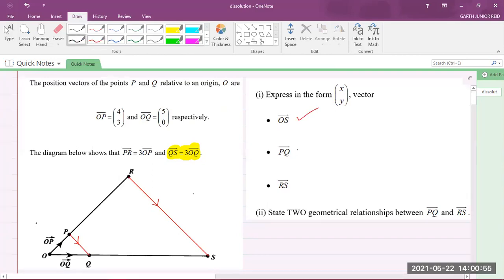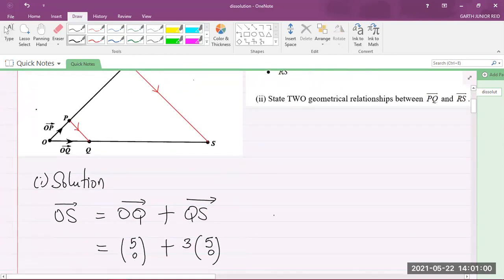Now I want to find the vector PQ. I want to start at P and end at Q. I drew the line and the arrow for you as well. So I could move from P to O and then O to Q. Let me write a note here. I could write the vector PQ as the vector PO, and then I can move from O to Q.